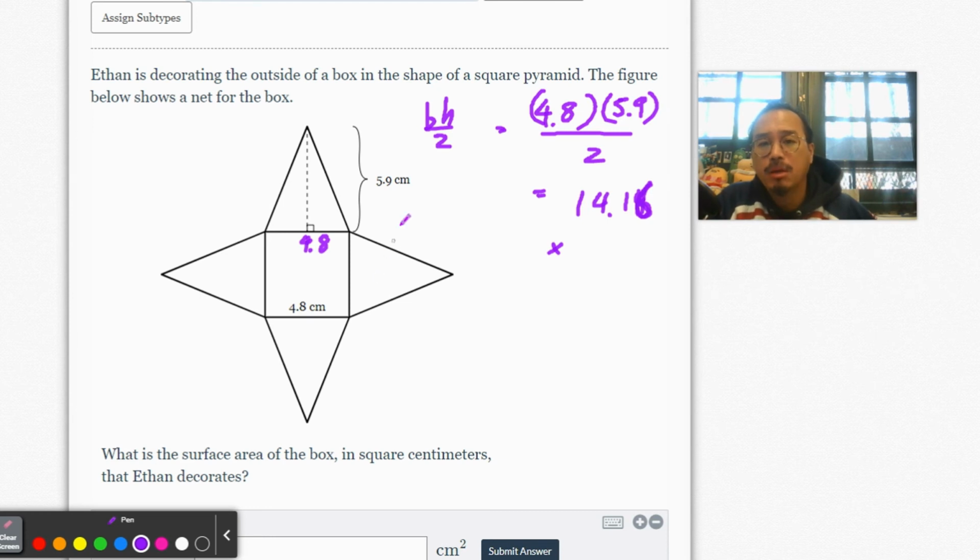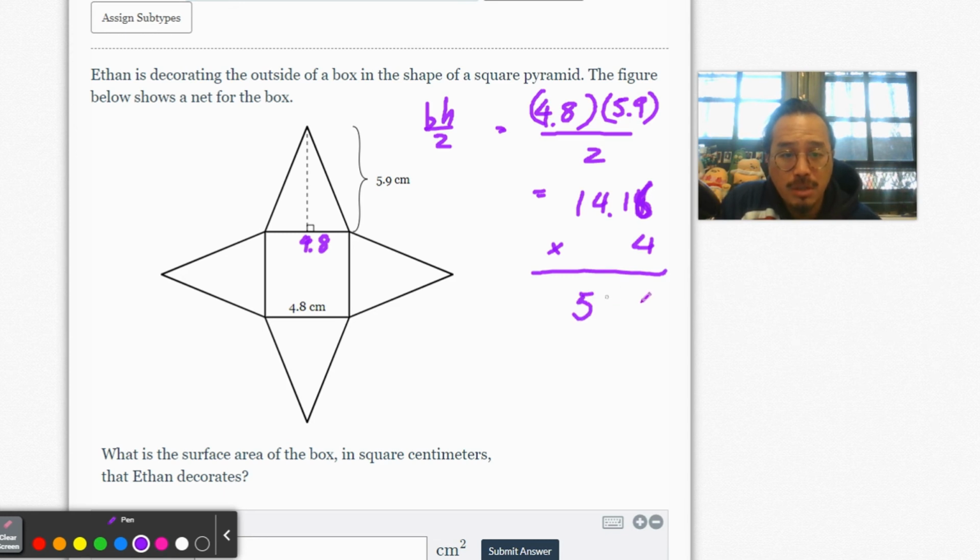Now, how many of these are there? 1, 2, 3, 4. So there's 4 of these. Now, what would that be? 14.16 times 4 is 56.64. Okay, so far so good.